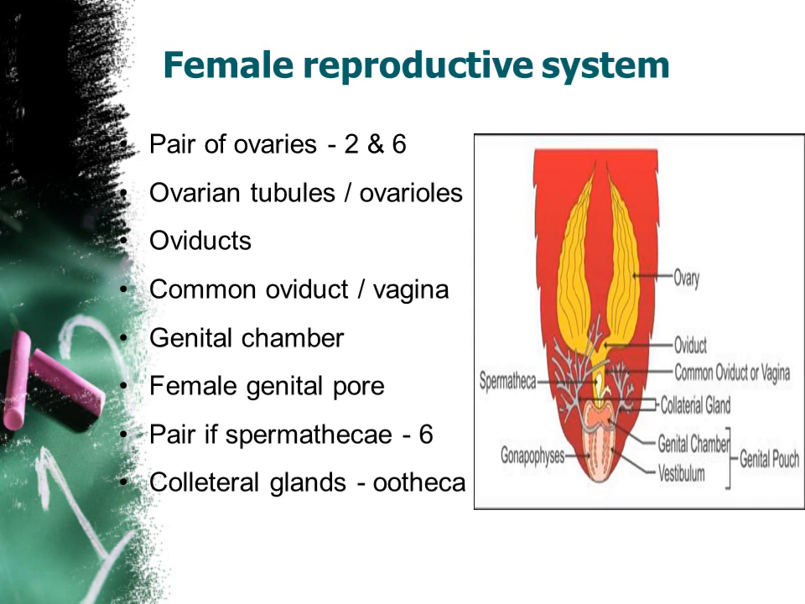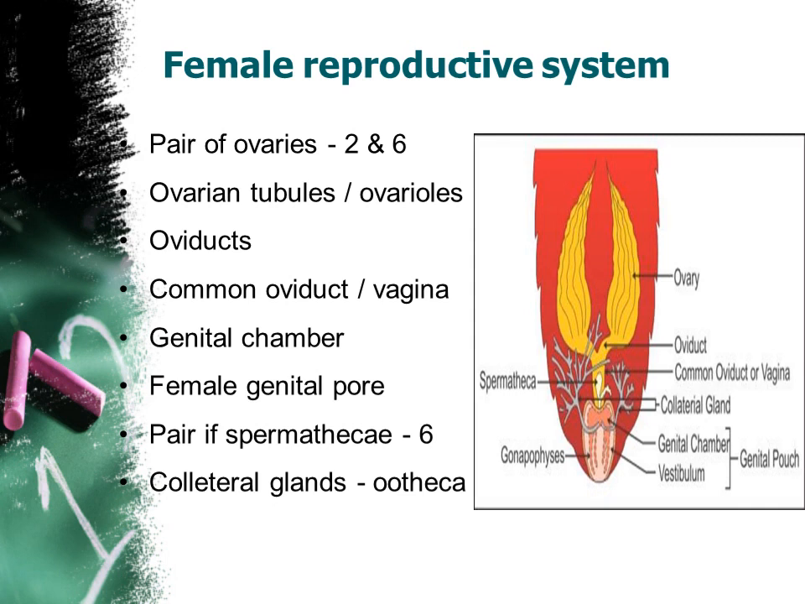Okay. Then of course this vaginal region opens at the next region, the female genital pore. Then this will open into the next chamber. Actually it is known as the genital chamber. Okay, genital chamber.